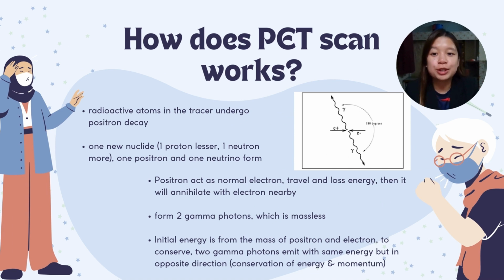Once the radio tracer accumulates in the target tissue, the radioactive atoms undergo positron decay. This process produces a new nuclide, a positron, and a neutrino. The positron acts like a normal electron, travels through the body, and gradually loses energy. When it loses enough energy, it annihilates with a nearby electron. This annihilation creates two gamma photons that are massless. Since both photons are massless, mass is conserved in the form of energy and momentum. Hence, both gamma photons are emitted with the same energy but travel in opposite directions, as shown in the diagram.